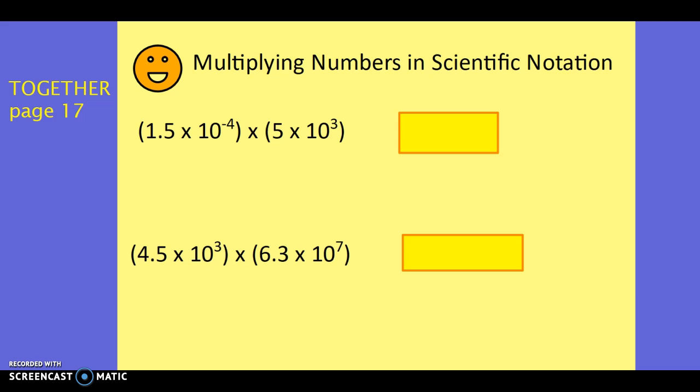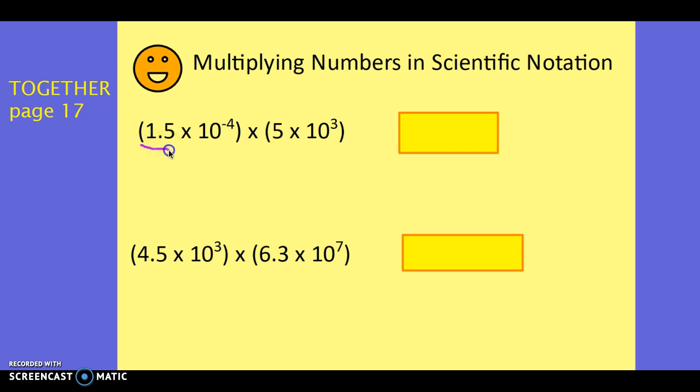So I'm on page 17 in the middle. If you would, just look at the practice together part. And the first problem says 1.5 times 10 to the negative 4th times 5 times 10 cubed. And I know we've said several times this year that when numbers are being multiplied together, we can change the order. It's called the commutative property.